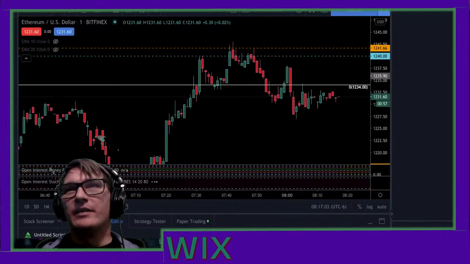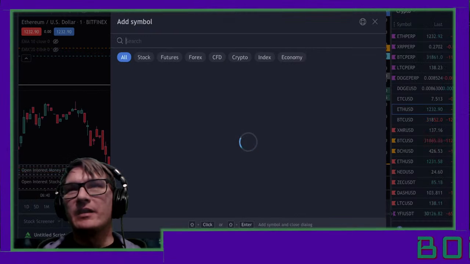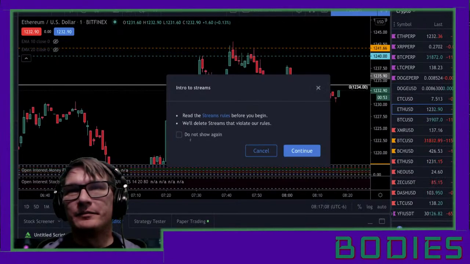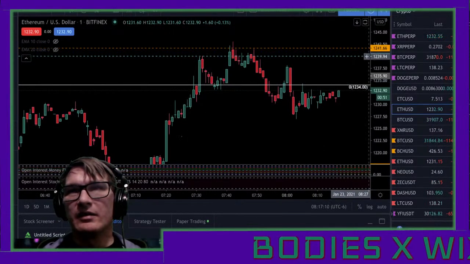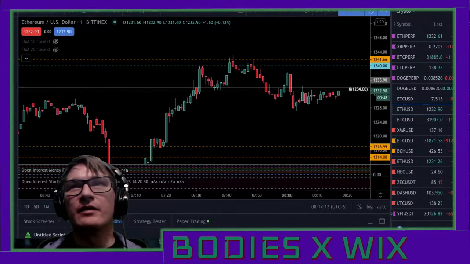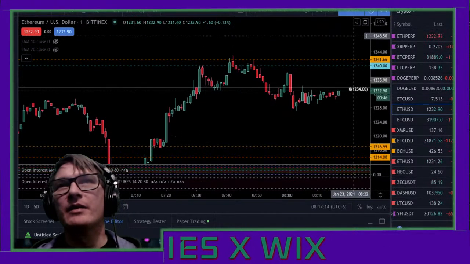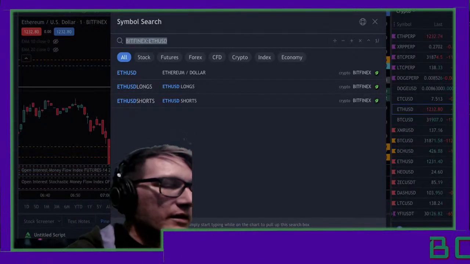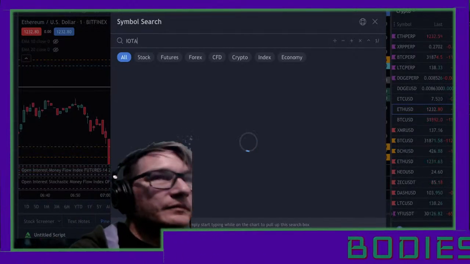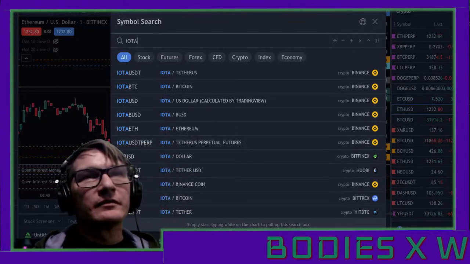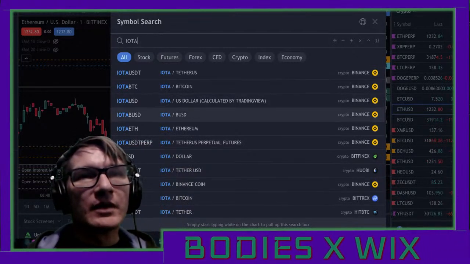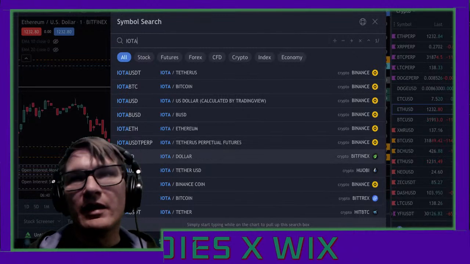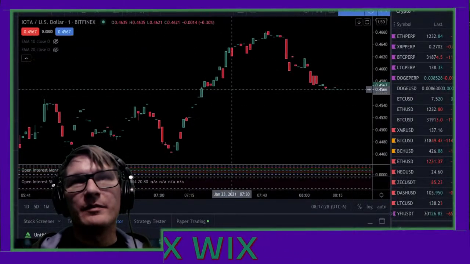IOTA is definitely one that I feel is underrated. This says Ethereum, not IOTA. Never mind, it went back to Ethereum instead. So, IOTA versus $1. Here we go.